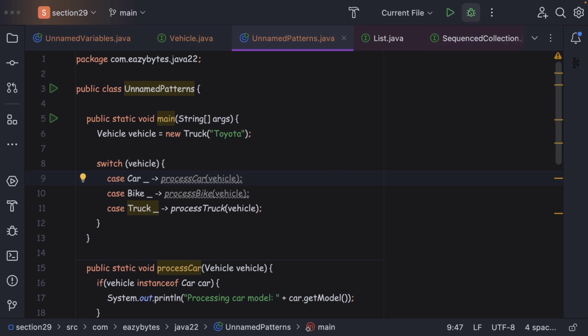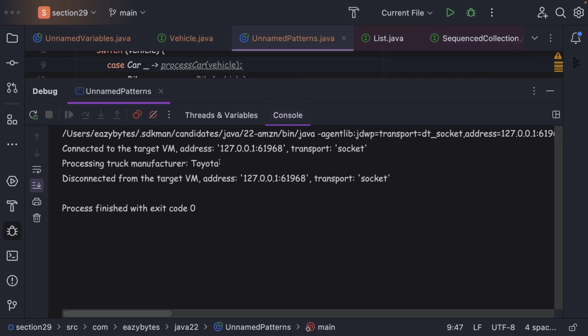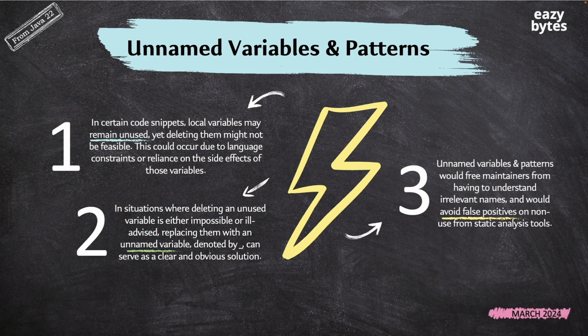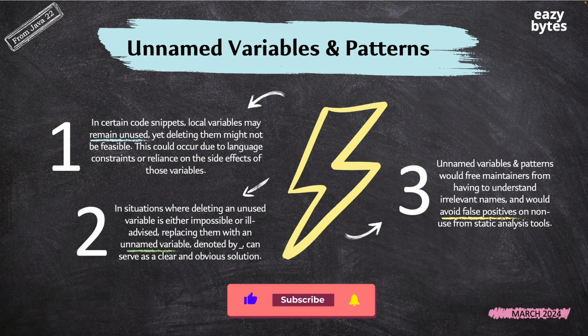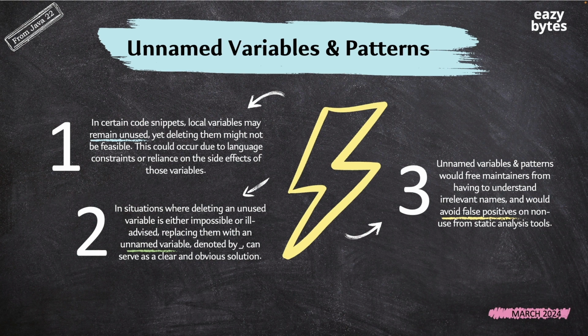Let me execute this program, and you can see we are getting the output, which is processing truck manufacturer Toyota. I hope you're clear about what unnamed variables and unnamed patterns are, which were introduced as part of Java 22. If you have any questions, please refer to the code that we have discussed so far inside this video.